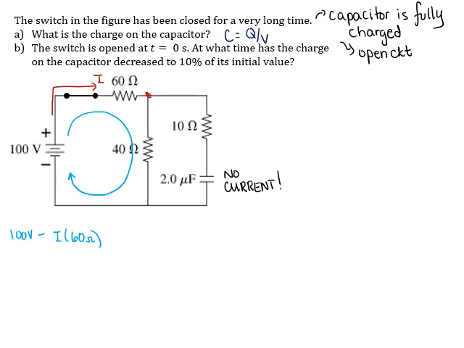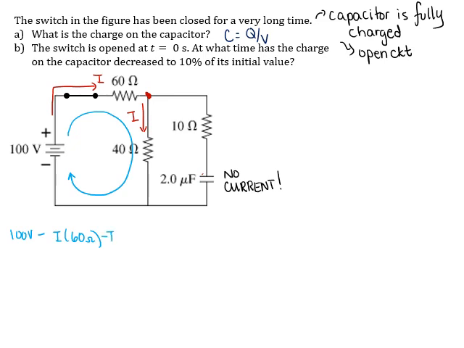Well, normally we would get to the junction at the top. Some would go to the right and some would go down. But to the right, we have a branch with an open circuit because our capacitor is fully charged. So there's no current in that branch. So all of the current I goes down through the 40 ohm resistor.